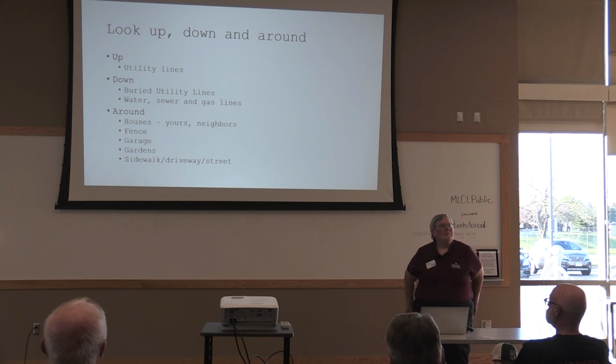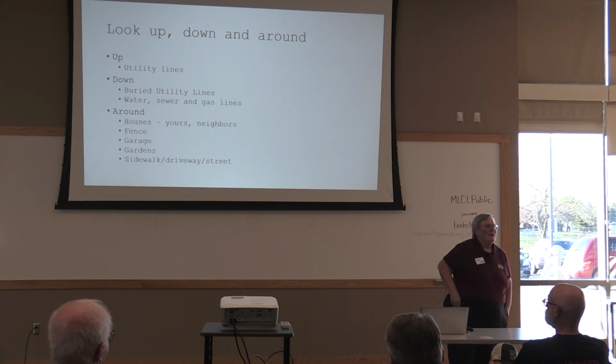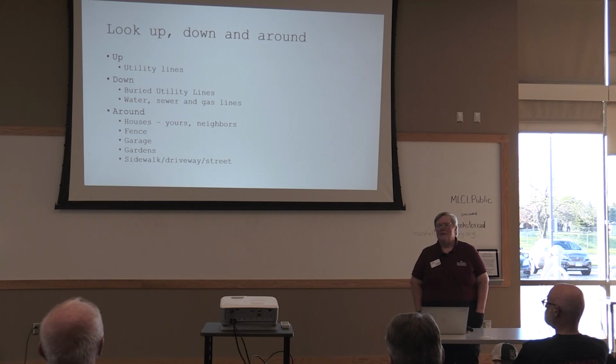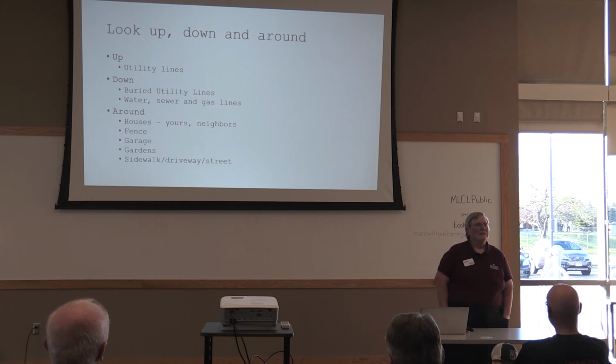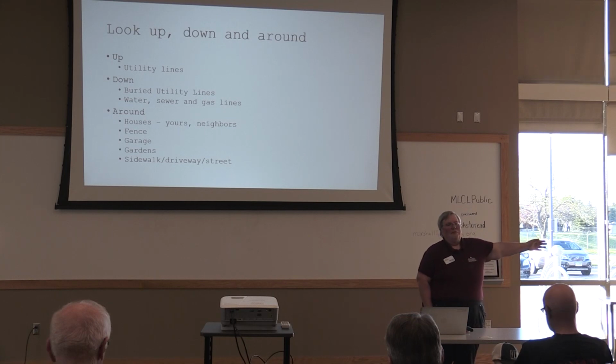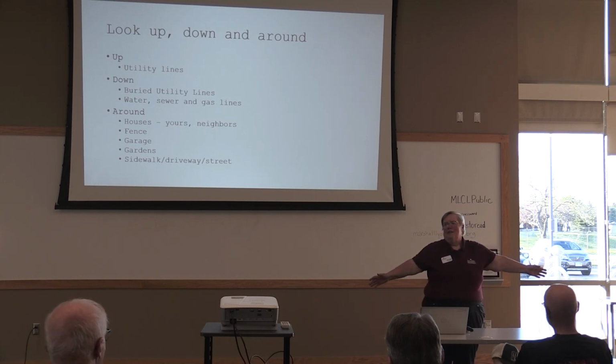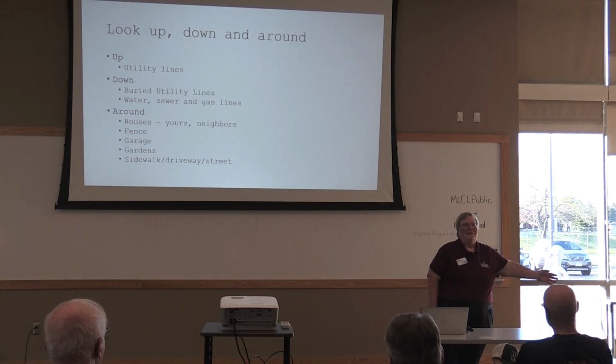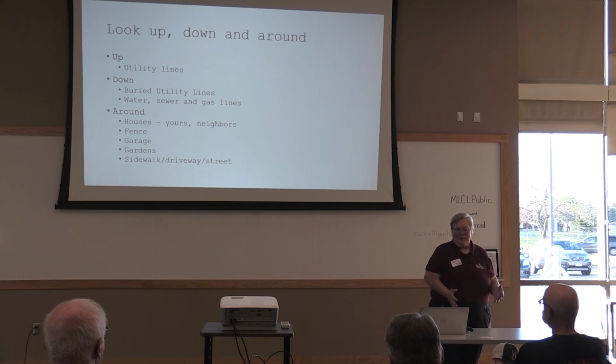Look around. How close are you to your house, your neighbor's house, a fence, garages, gardens, sidewalks, driveways, streets? Again, when you say, okay, I'm going to put the tree here, your house is 5 feet over here, and you want to put in a 40-foot tree, you're going to have problems. You need to be aware of that. So on the list of recommended species, it gives you the height and the width so you can kind of plan for that. Same thing with fences and garages.